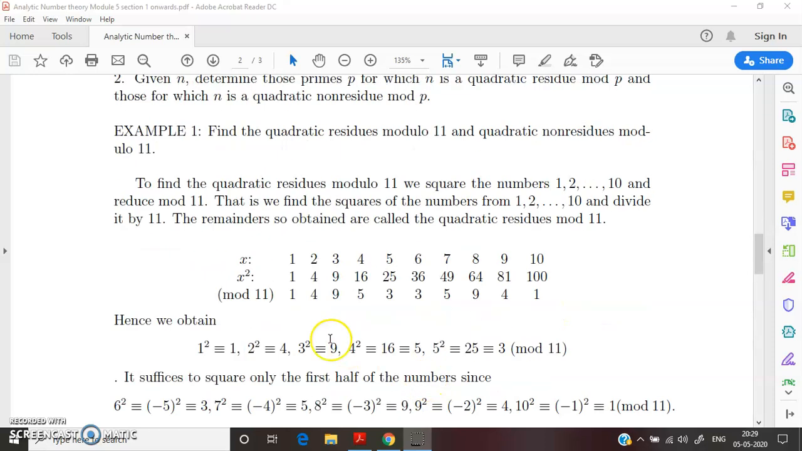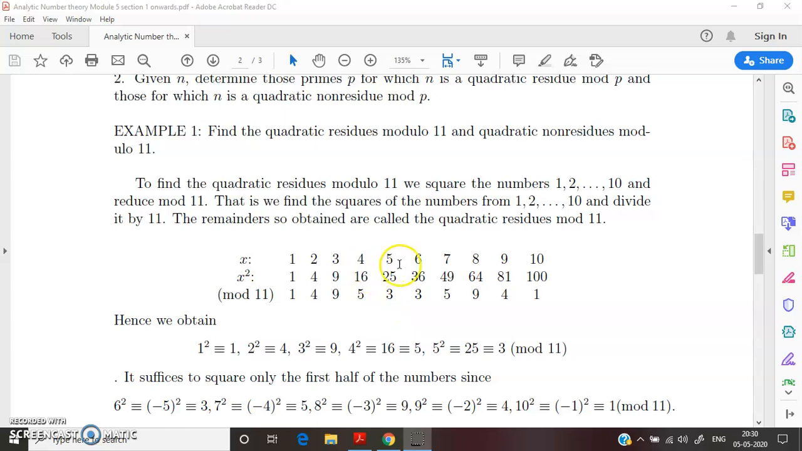So these are the numbers x: 1, 2, 3, etc. up to 10. The x squared values: 1 squared is 1, 2 squared is 4, 3 squared is 9, 4 squared is 16, but when you take the remainder, it is 5. These are the remainders. For 5, the square is 25, and when you divide it by 11 you get the remainder 3.